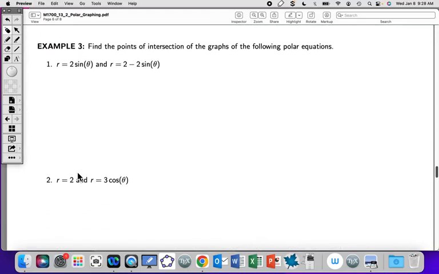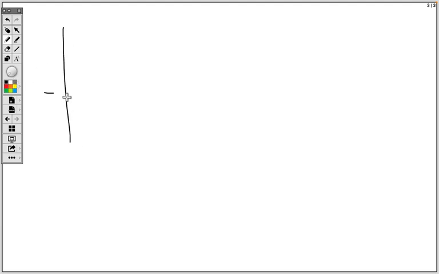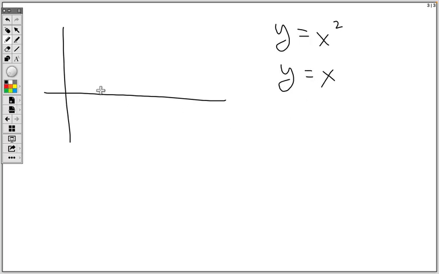The next example, we're asked to find the points of intersection of the graphs of the following polar equations. So if you remember back in algebra class, if you were trying to find the intersection points between, say, y equals x squared and y equals x, here's your y equals x squared, we'll put that in blue, and y equals x, we'll do that in red.